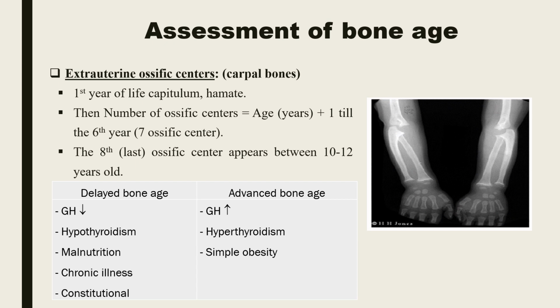What are the causes of advanced bone age or delayed bone age? Delayed bone age takes place in growth hormone deficiency, hypothyroidism, malnutrition, chronic illness, and constitutional delay also. Advanced bone age takes place with growth hormone hypersecretion, hyperthyroidism, and simple obesity.